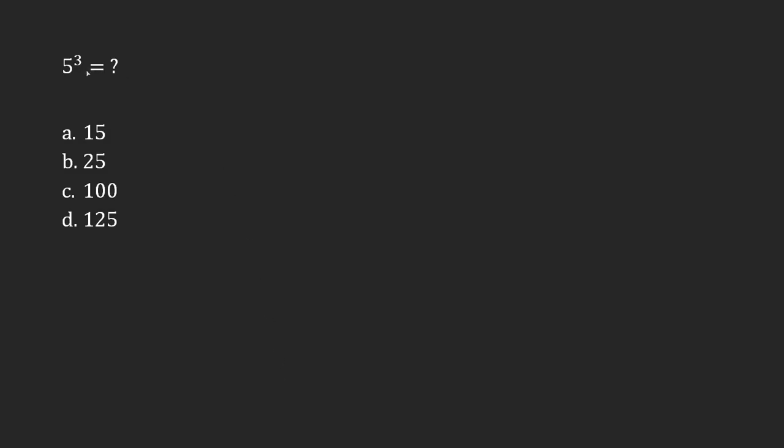In this question, we're asked to figure out the value of 5 raised to the power of 3, or you can also say 5 cubed. Now, what a power is, the 3 that's in the raised position there, the superscript position, just means how many times you're going to multiply the number that comes before it by itself.